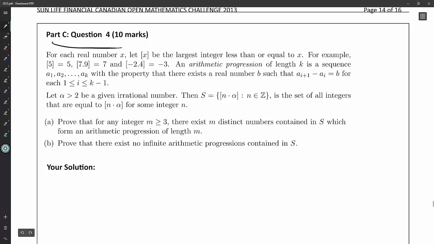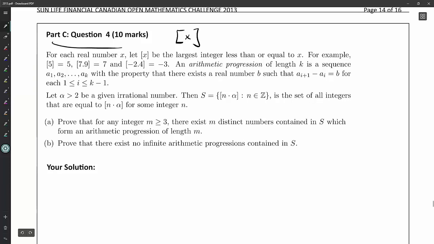Alright, so what have we got? For each real number x, now this isn't the floor or the ceiling function. This is the integer part function, I think. Let square brackets x be the largest integer less than or equal to x. No, I guess this is the floor function. They're just not writing it like that. Weird. Okay.